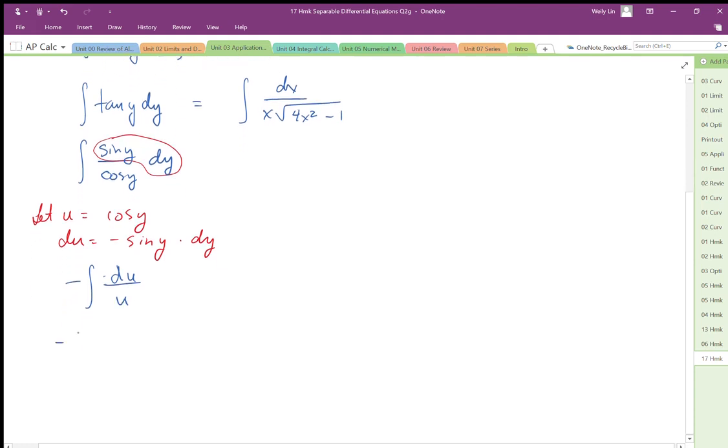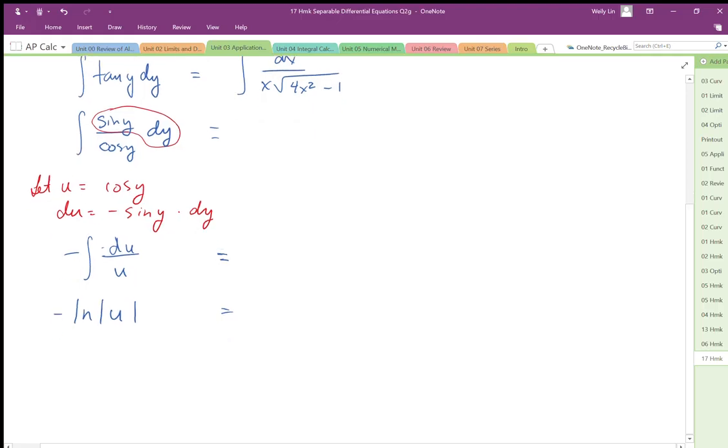So this becomes negative log u plus c. I'm going to avoid using the plus c right now because I'm going to put the plus c on the other side. So I have to back substitute my u because I wanted things in terms of the original y. So I get negative log cos y. Okay, so that's the left hand side of that integral.